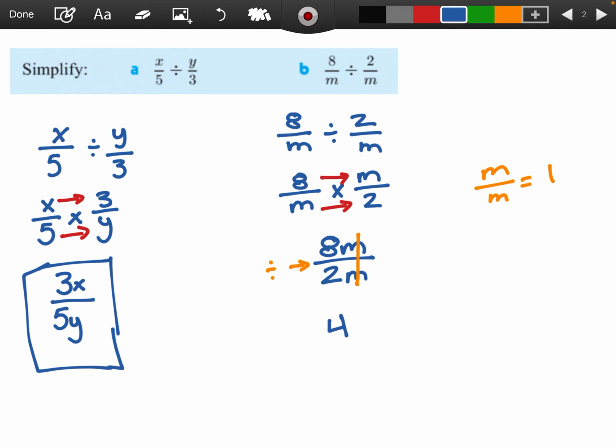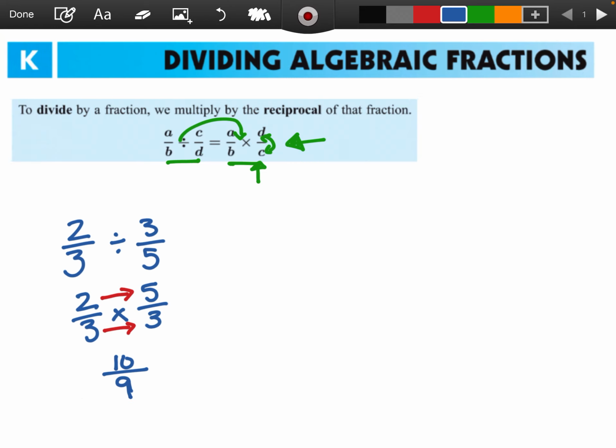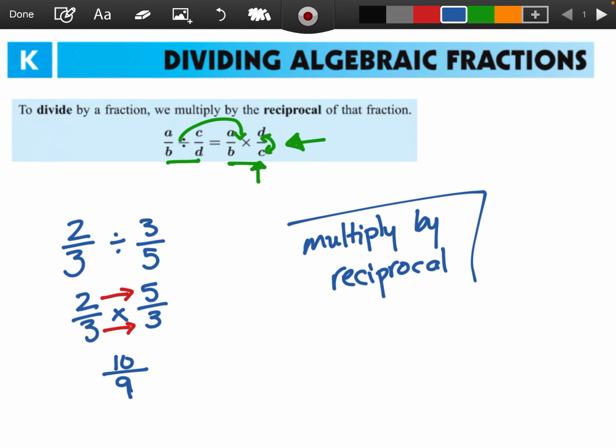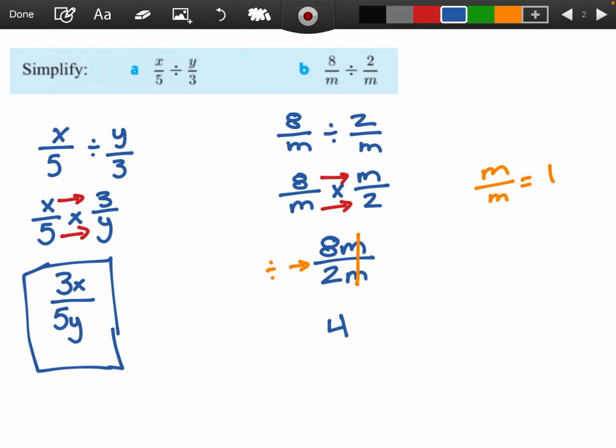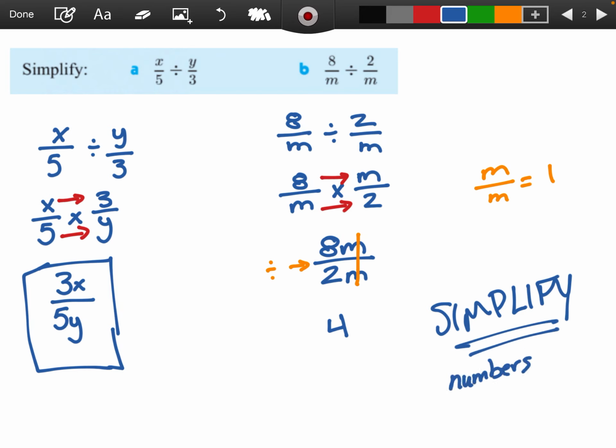Okay, so to recap, remembering how we divide fractions, we multiply by the reciprocal. So flip over that second fraction, and the division sign becomes multiply. And then the big thing to remember is simplify. Simplify where you can, both numbers and letters. So look at both. Can they both be simplified? Can one be simplified, or the other, or both?